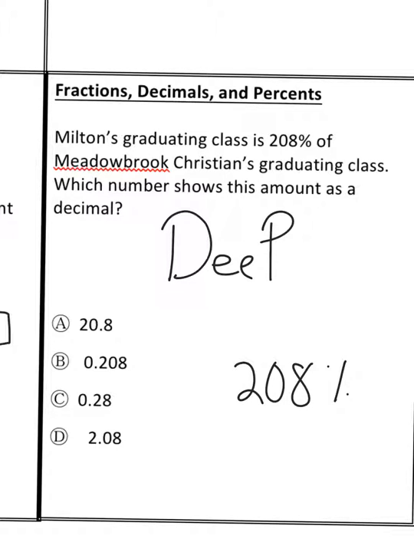And if I'm going from percent to decimal, I move it twice to the left. So that it starts here. Twice to the left, it's going to be here between the 2 and the 0. So it should be 2.08, which is D.